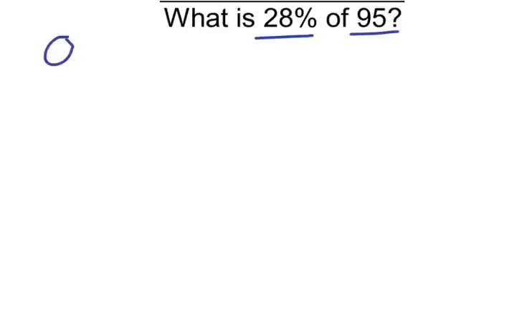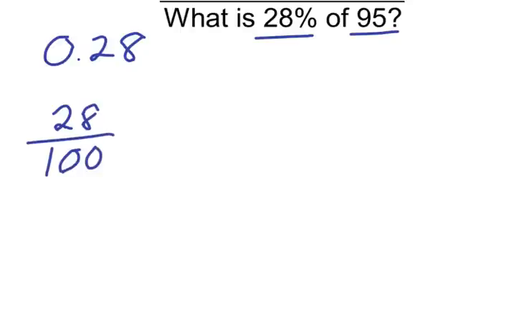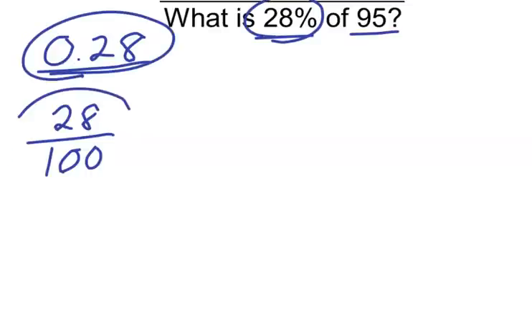28% is 0.28. And we know that that's the case because 28% is also 28 over 100. Okay, and 28 divided by 100 would be 0.28. So these are all the same, 28%. 0.28 and 28 over 100 are the same. Of typically means times, so we're going to multiply.